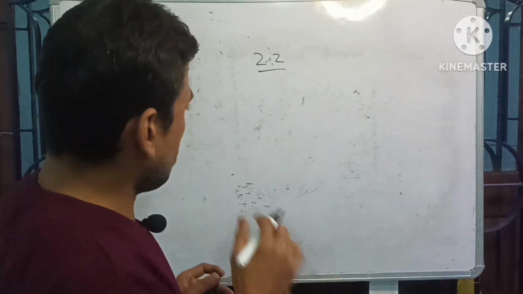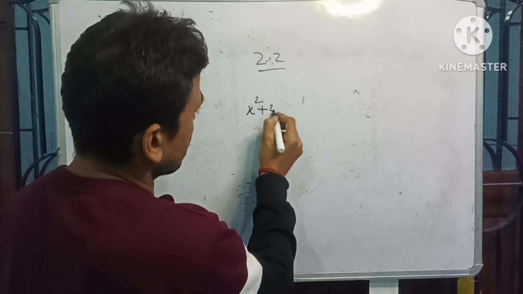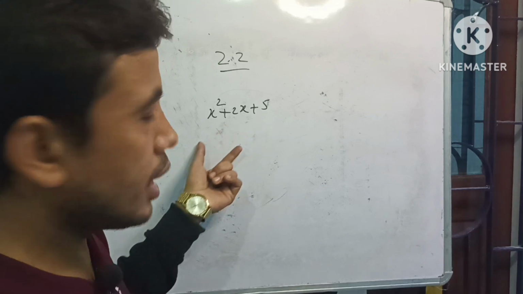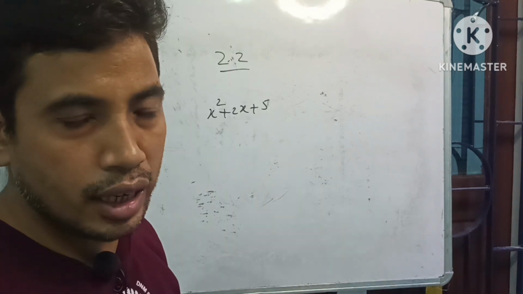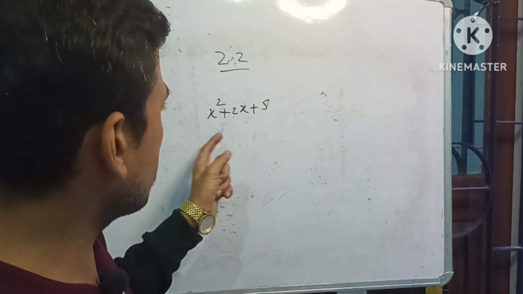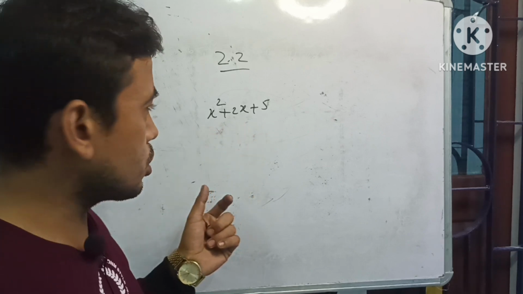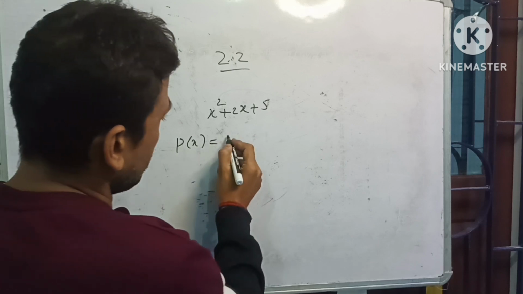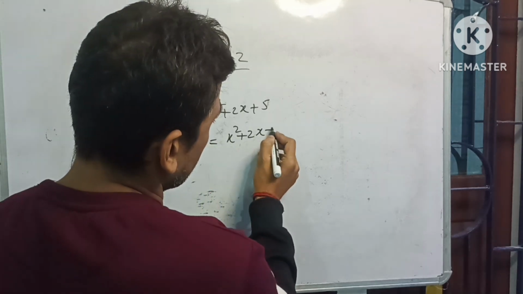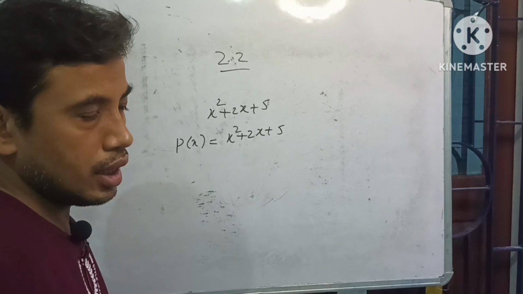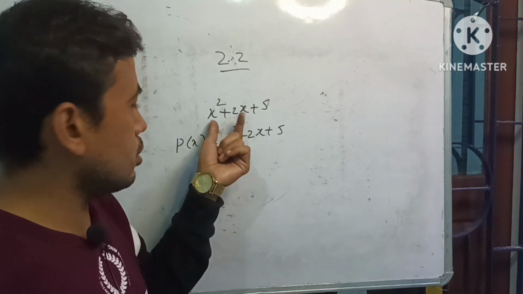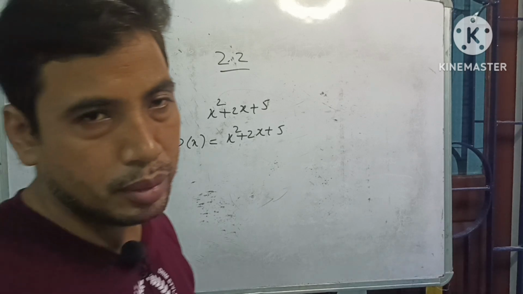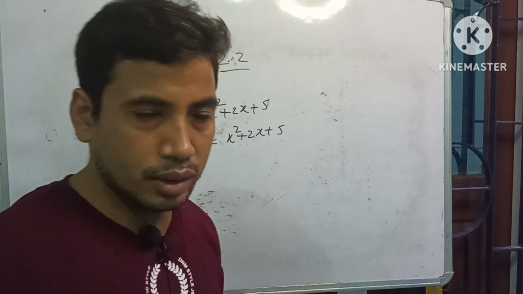So let me take a polynomial x squared plus 2x plus 5. You have to know that polynomials can also be given a name. Since the variable here is x, we can call this polynomial p(x). That means we can write p(x) is equal to x squared plus 2x plus 5. Now I discuss how we find the value of this polynomial with respect to any number. The number may be an integer, natural, or rational.